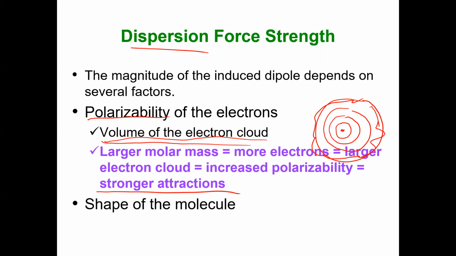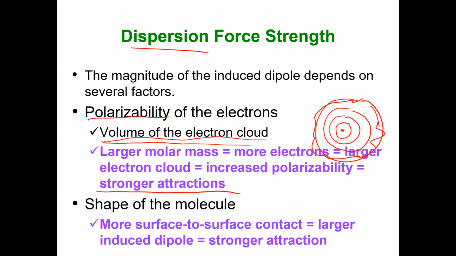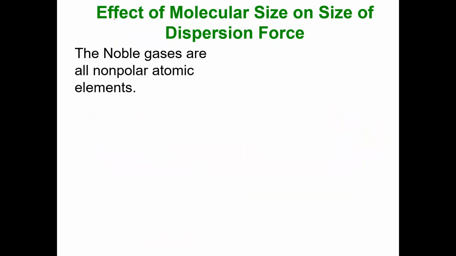The other thing that affects London dispersion forces is the actual shape of the molecule. If there's more surface area per volume, there's going to be more surface-to-surface contact, and as a result, more instantaneous dipoles, resulting in more induced dipoles. So what does that mean? Stronger attraction. So the two things that really influence dispersion force are the molar mass and the shape of the molecule. That's why Lewis dot structures are so important. We've got to be able to draw the shapes of these molecules.